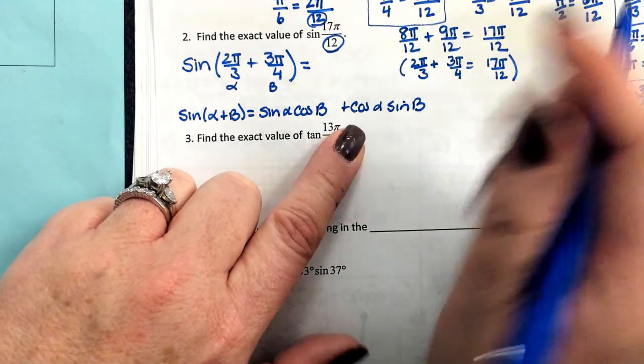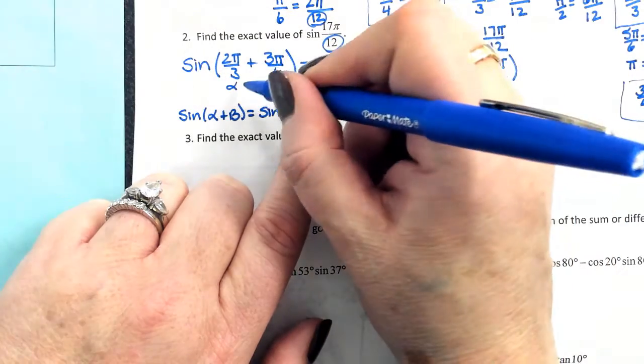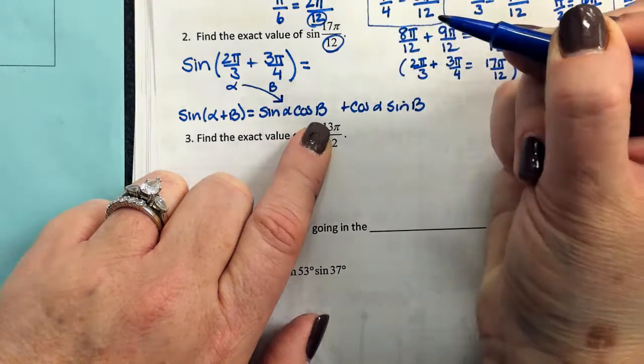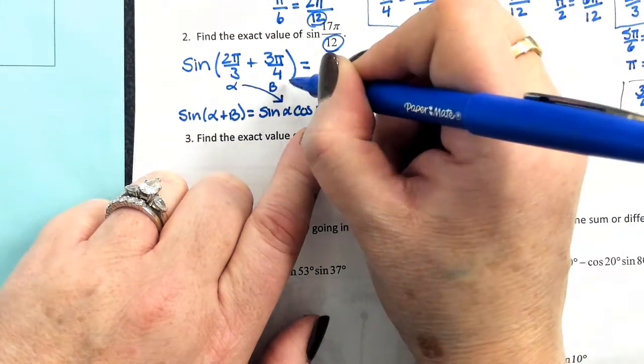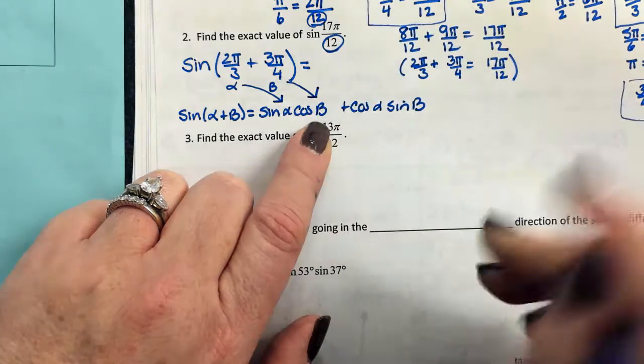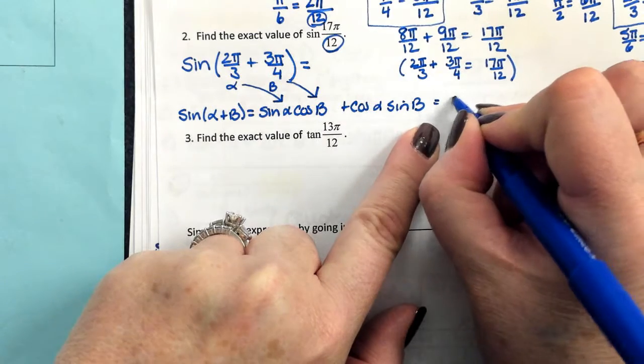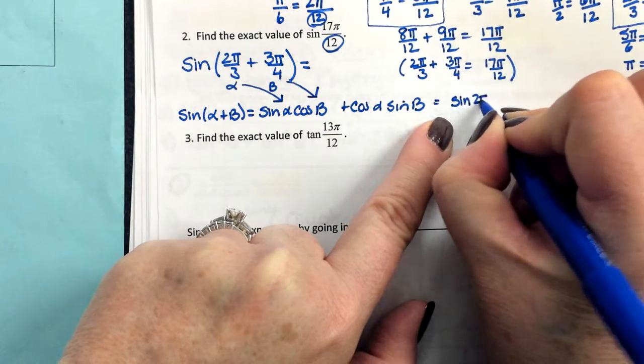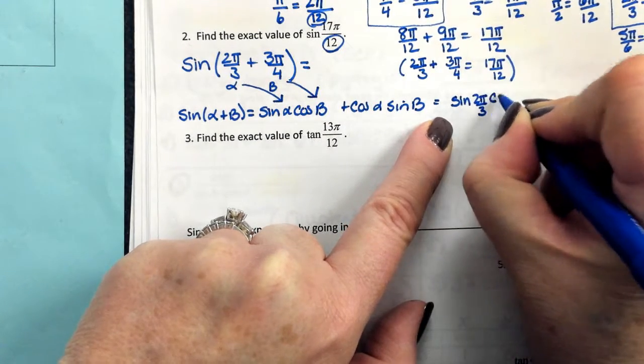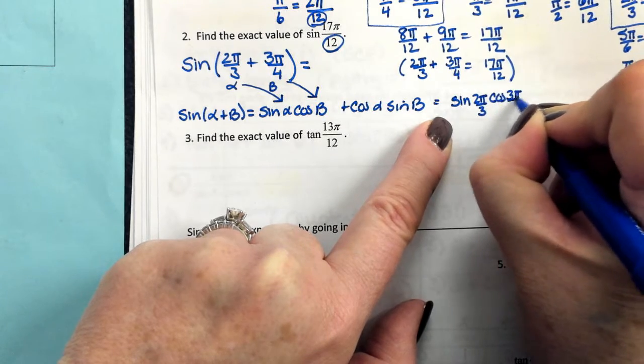So now what I want to do is substitute. I'm going to take out my alpha and replace it with 2 pi over 3. I'm going to replace my beta with 3 pi over 4. So I'll have the sine of 2 pi over 3 times the cosine of 3 pi over 4.